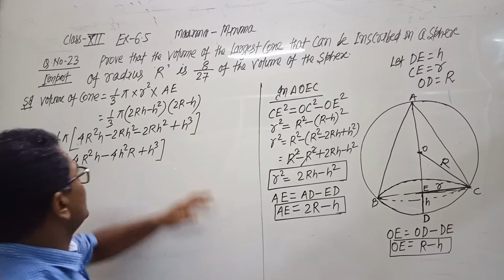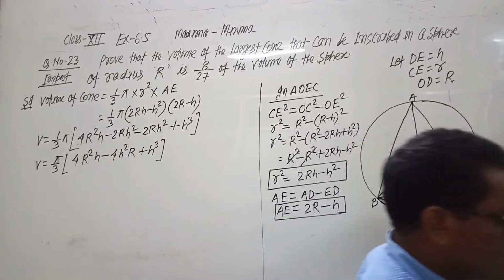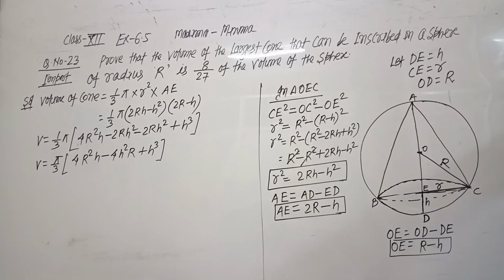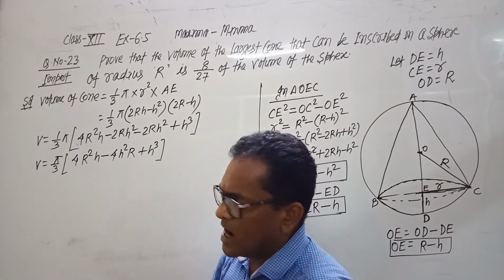Now what have we been given? We have been given the radius, capital R, and the quantity which is given is a constant. So we can't differentiate with respect to r.